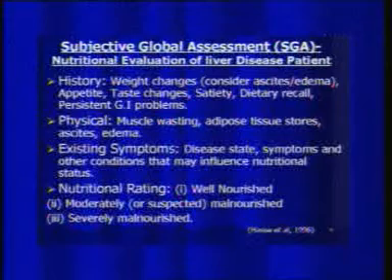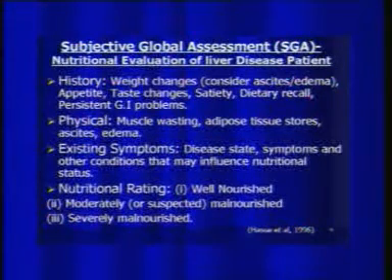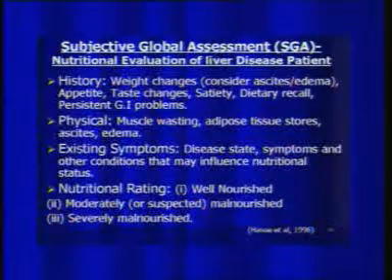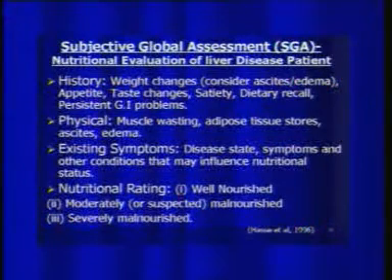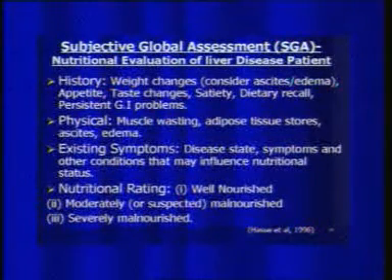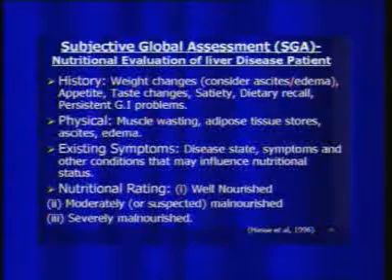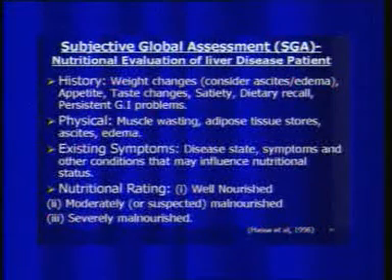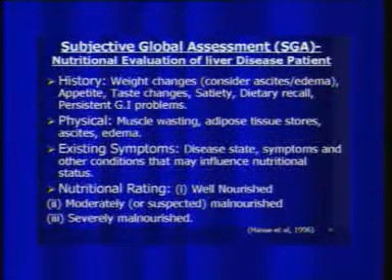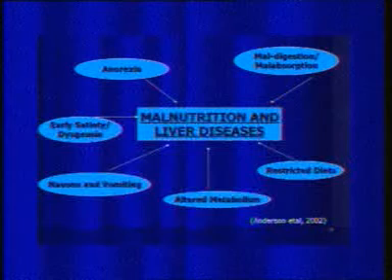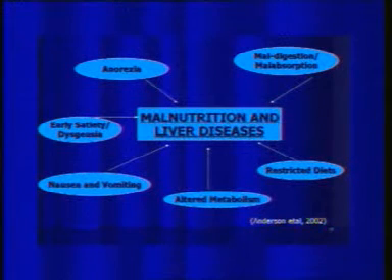Then through the clinical reports, we should find out what are the major existing symptoms. Based on this, we should nutritionally rate the patient into the following 3 categories: whether the patient is well nourished, moderately malnourished, or severely malnourished. Most of the liver patients suffer from malnutrition, though it is of various degrees.